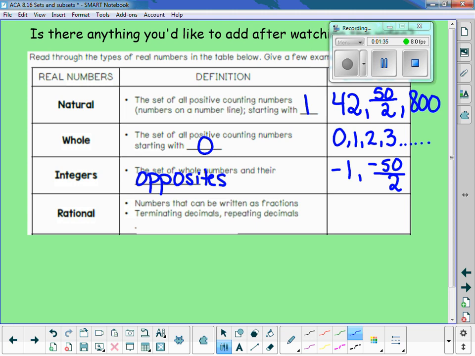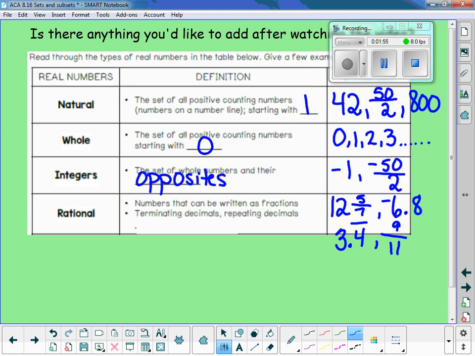So some examples are 12 and 5/7, -6.8, 3.4 repeating, and 9 over 11.